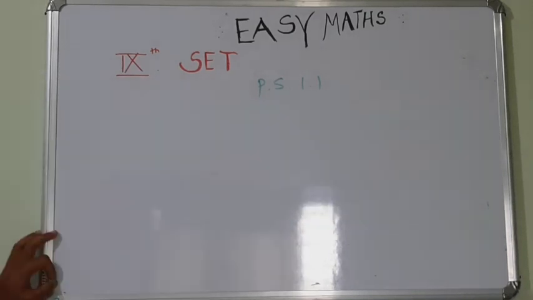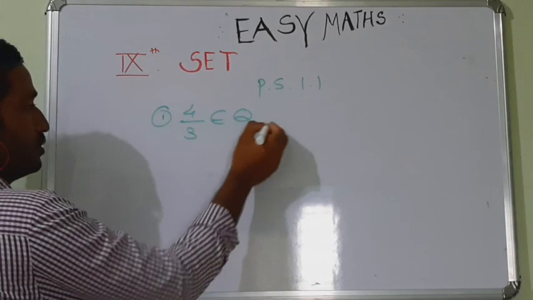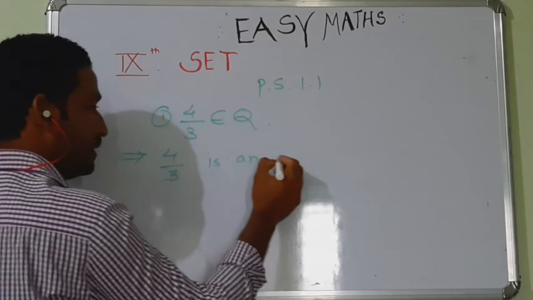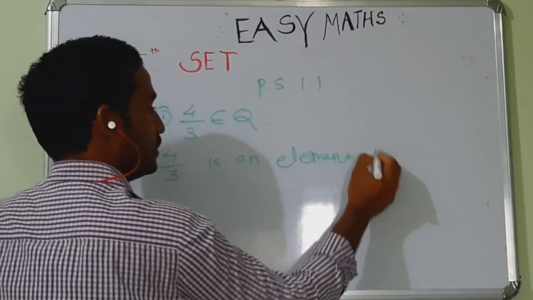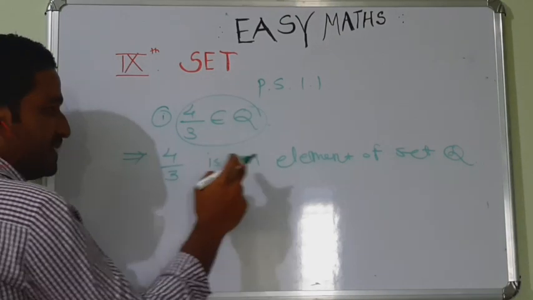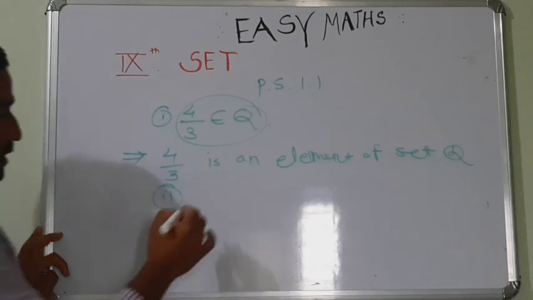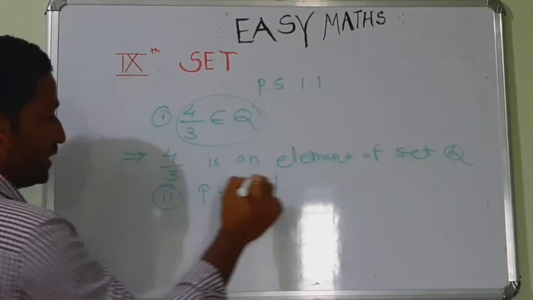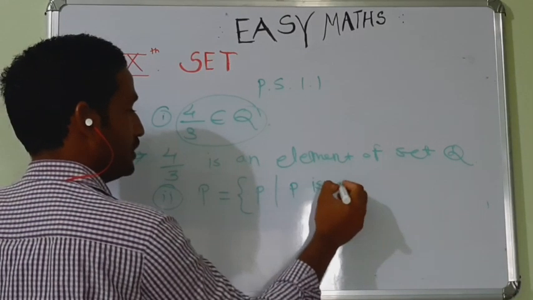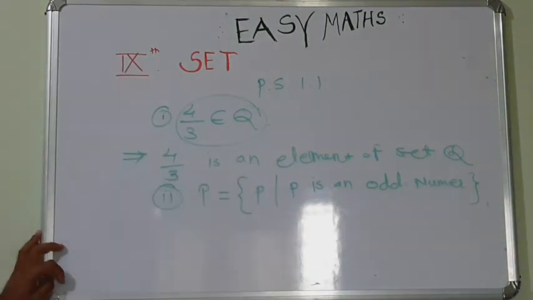Question number 2 is write the following symbolic statements in words. That is, first one, 4/3 belongs to Q means what? 4/3 is an element of set Q. Example number 2, that is set P equal to p such that p is an odd number.